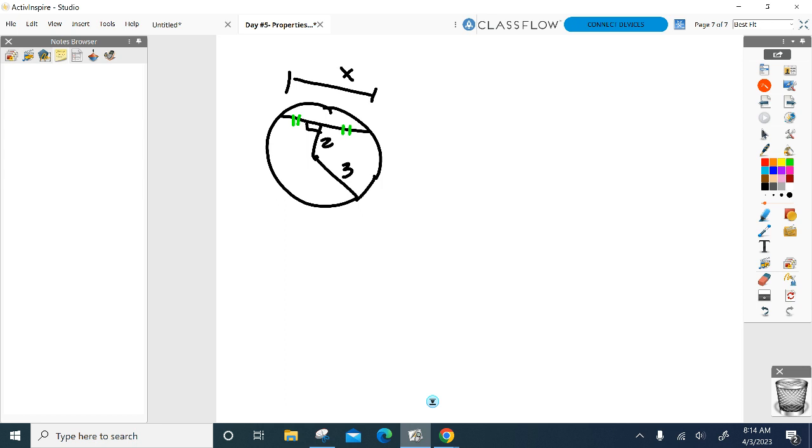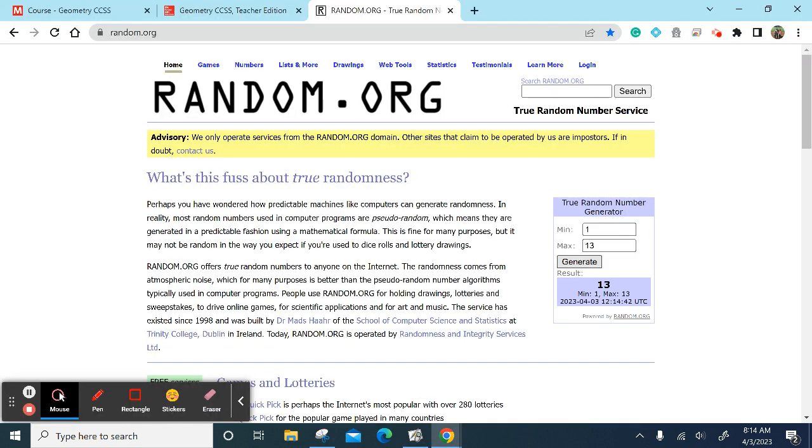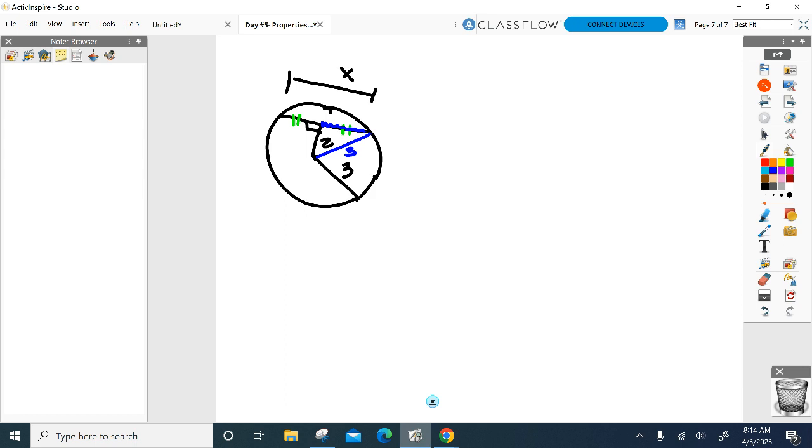Draw in that other radius you think would help you out in this problem. And you already know how long it is? 3. Yeah. So I could draw that one in. I could draw it going to the other end as well. Here's 3. And then how can you guys find this piece here so I can double it? How am I going to find that piece I need to double? Pythag, yep.